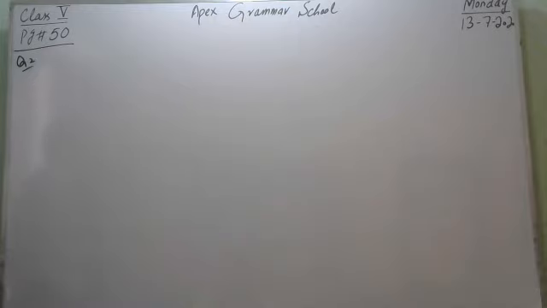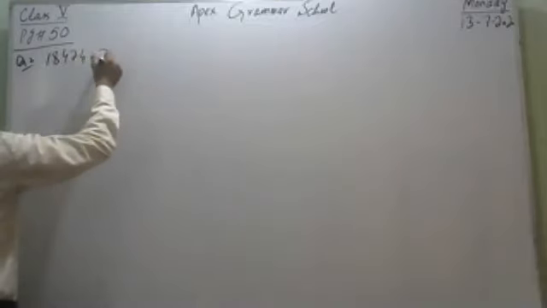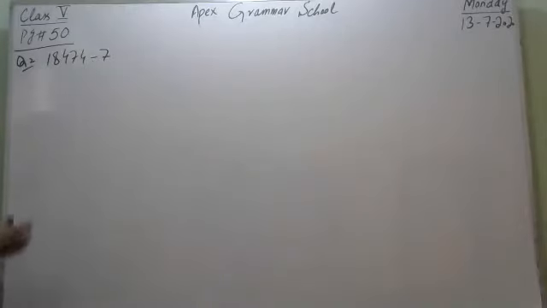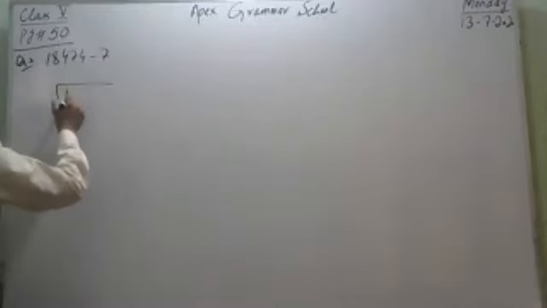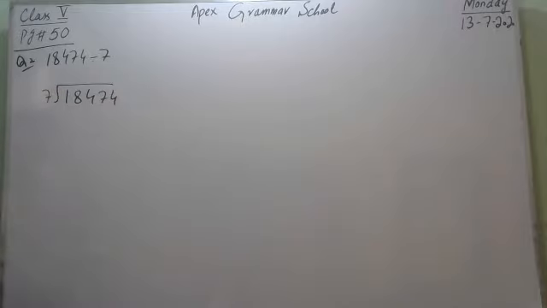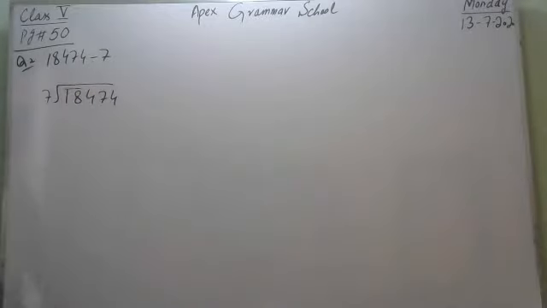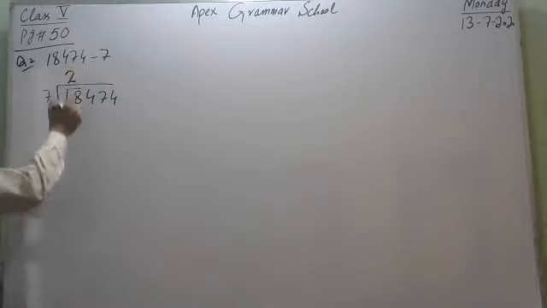Question 2. A part is 18474 divided by 7. If we look at the first digit of our dividend, which is 1, the first digit is smaller than the divisor, so we have to take the first two digits for the first division. 7 2s are 14.